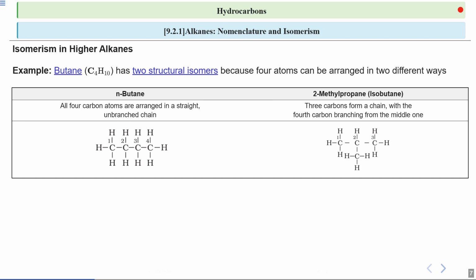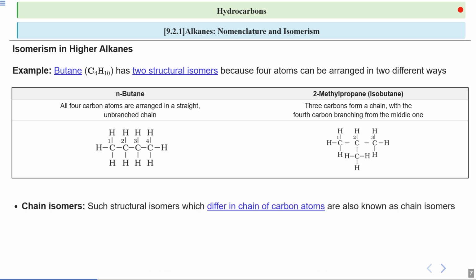On the left, we have n-butane, where all 4 carbon atoms are arranged in a straight unbranched chain. On the right, we have 2-methylpropane, also known as isobutane, where 3 carbon atoms form a chain and the fourth carbon branches off the middle one. So this different arrangement gives the molecules distinct properties. So you can clearly see that on the second position, we have a methyl substituent. And so its common name is isobutane and its IUPAC name is 2-methylpropane.